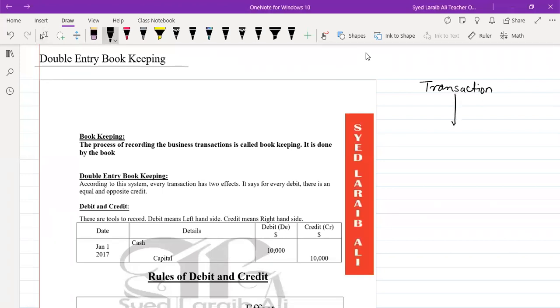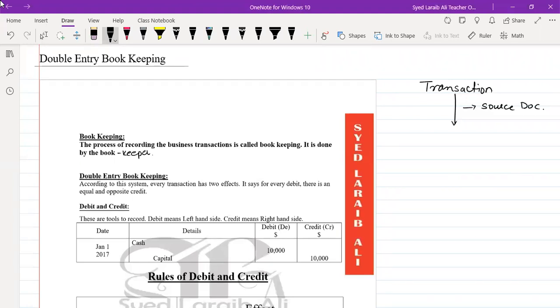These transactions are recorded with the help of evidences which are called source documents. These source documents are needed to record the transaction in books of prime entry. Remember, the recording of business transactions is called bookkeeping, and it is done by a bookkeeper.